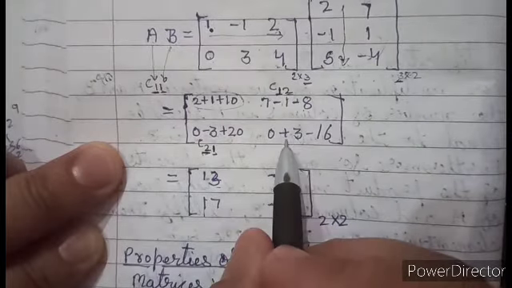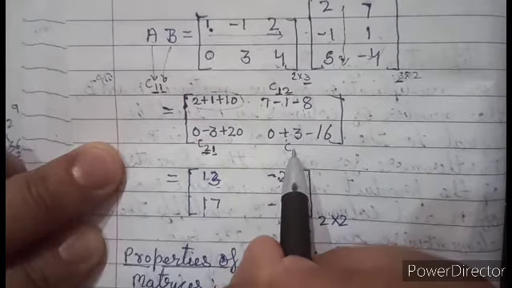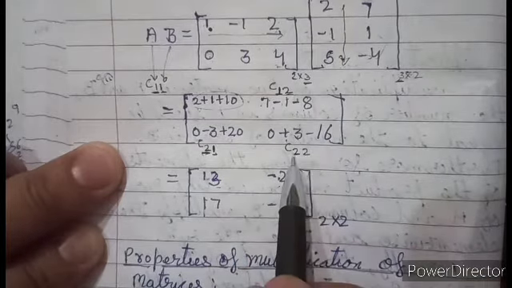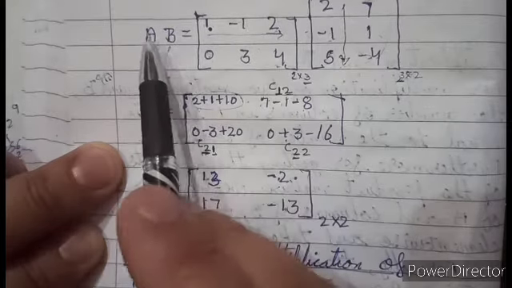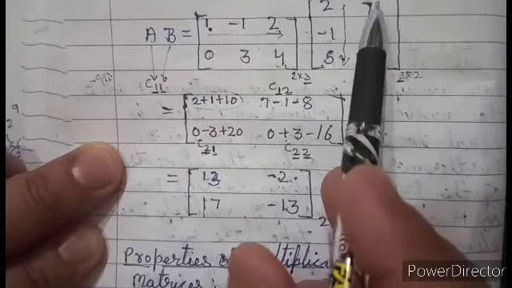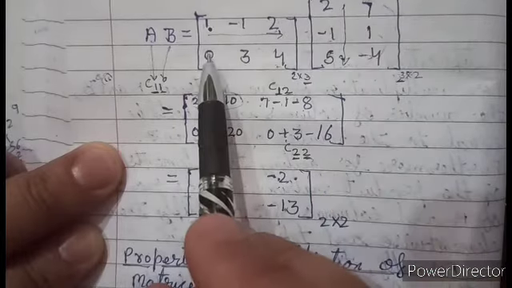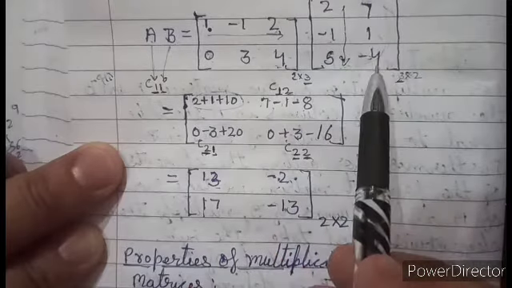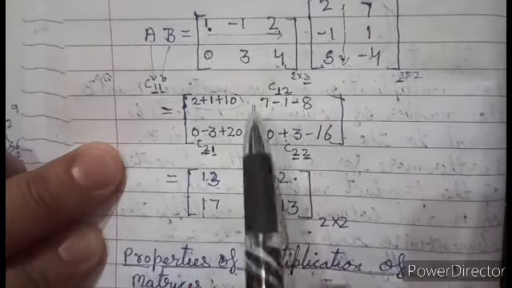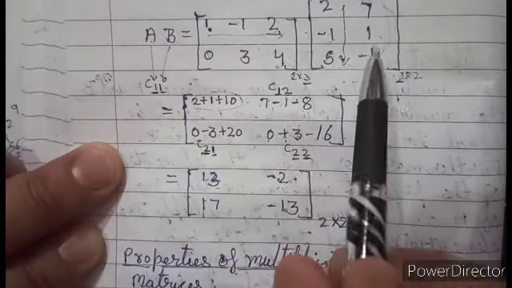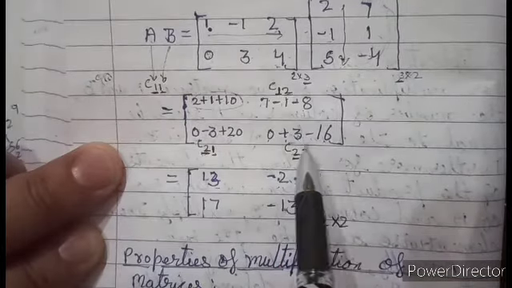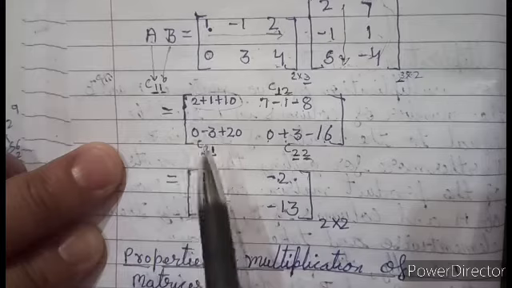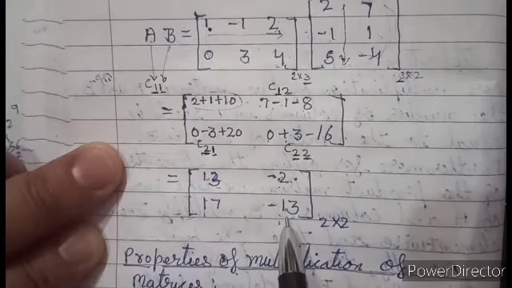Similarly, the last element is of row 2 and column 2. So we multiply the second row of matrix A and the second column of matrix B. The second row is 0, 3, 4, and the second column of matrix B is 7, 1, minus 4. 0 into 7 is 0, 3 into 1 is 3, and 4 into minus 4 is minus 16, and this gives us the sum minus 13. That means our product AB is 13, minus 2, 17, minus 13.